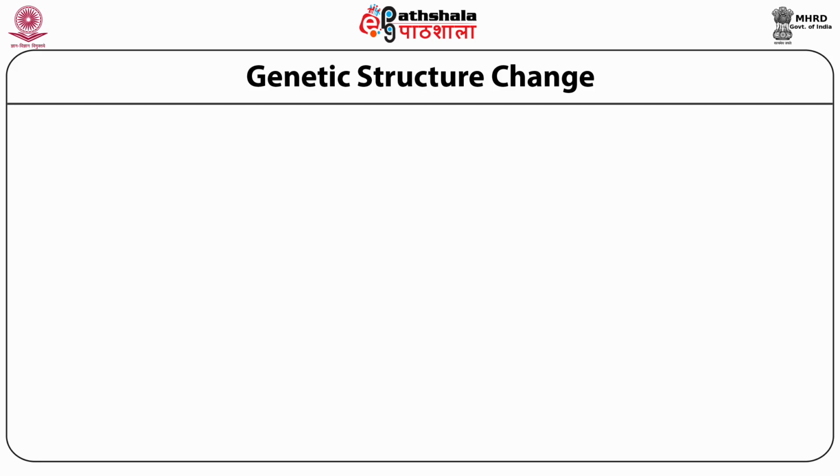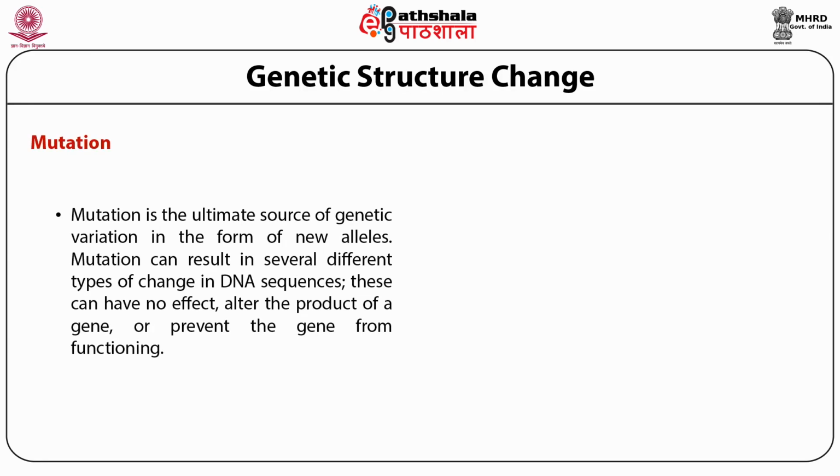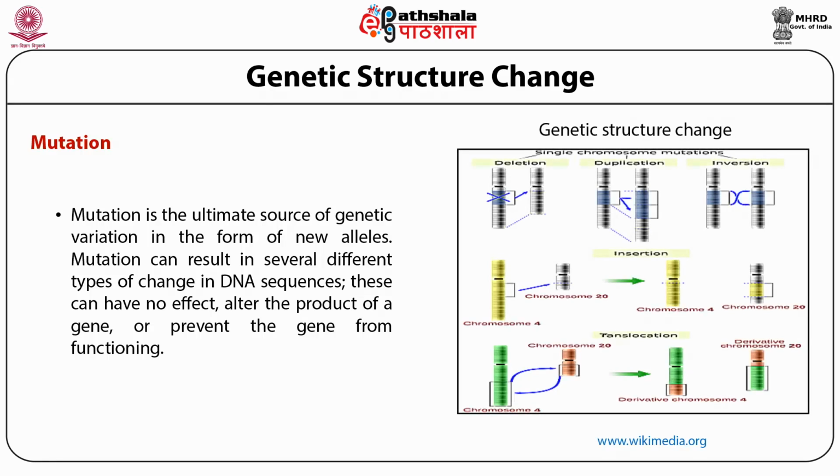Now let me discuss the agents of change of genetic structure. First, let me know mutation. Mutation is the ultimate source of genetic variation in the form of new alleles. Mutation can result in several different types of change in DNA sequences. These can have no effect, alter the product of a gene or prevent the gene from functioning. Through this diagram, you can understand how genetic mutation operates in changing genetic structure.